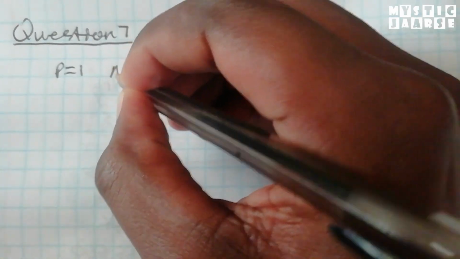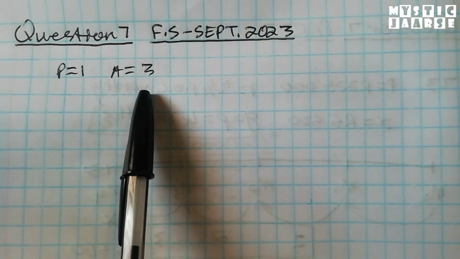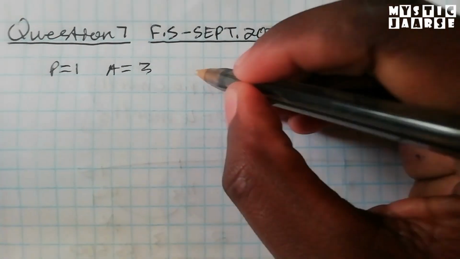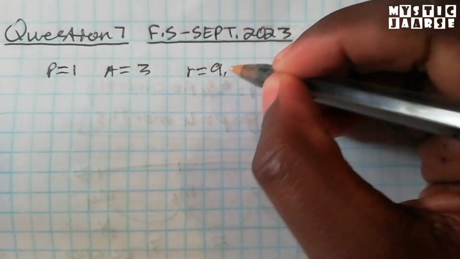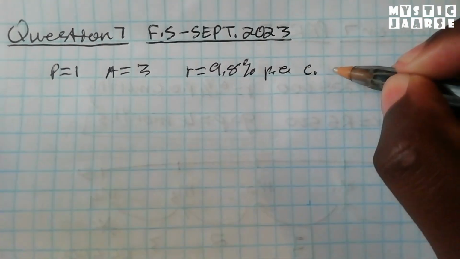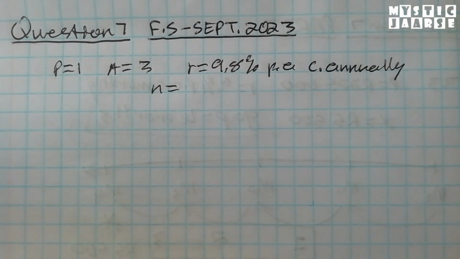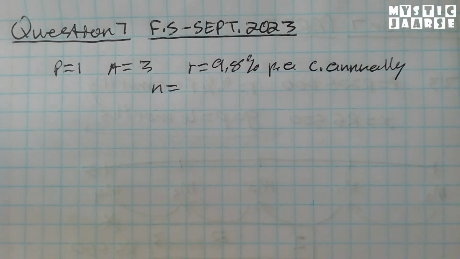So the principal amount is 1, right? And then the accumulated amount is 3, because the principal amount triples over a certain period of time. Interest rate is 9.8% per annum compounded annually. So we are looking for n, the number of years, for our accumulated amount to triple.